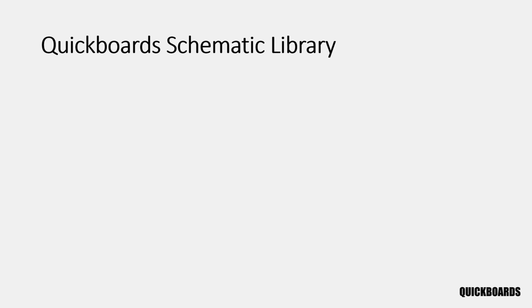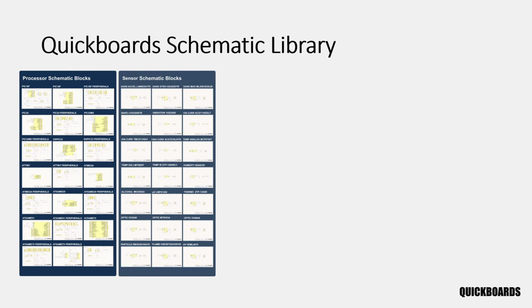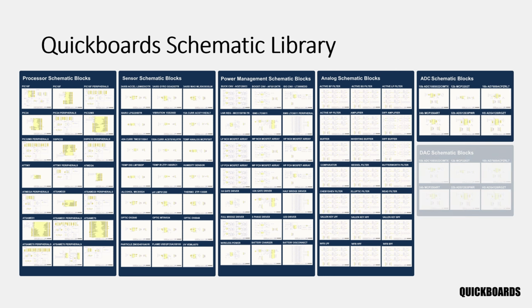To simplify and streamline our design process, we'll use the Quickboards schematic library, a collection of ready-made, proven circuit designs. The library includes schematic blocks for microcontrollers, sensors, power management, analog filters, signal acquisition, signal generation, and more. We'll select the schematic blocks that best match each section of our block diagram, import them into our project, and then make any necessary adjustments to meet our specific design requirements.